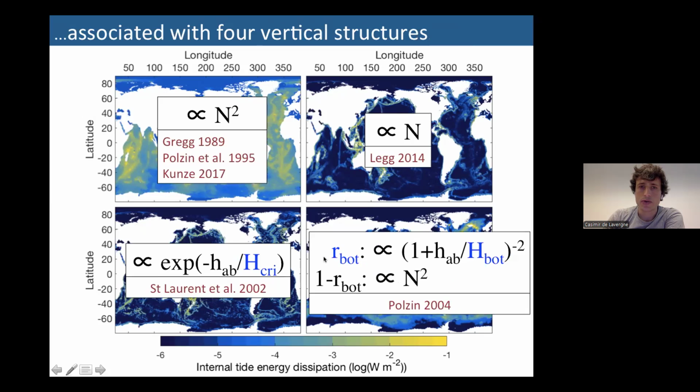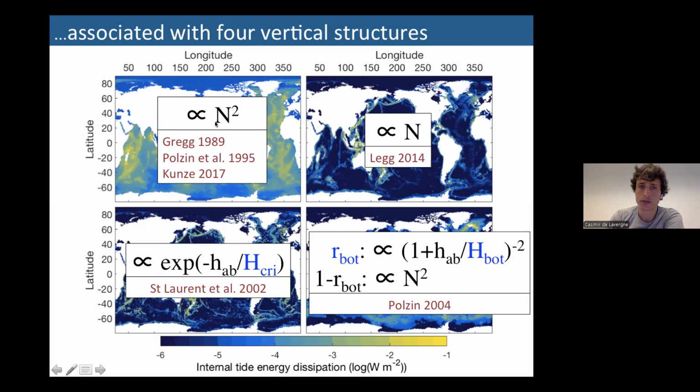And then what we need to apply the parameterization in a model or on a climatology of stratification is a vertical structure. So we use simple structures based on previous literature. For wave-wave interactions, it was shown that this leads to dissipation largely proportional to N squared in the vertical.